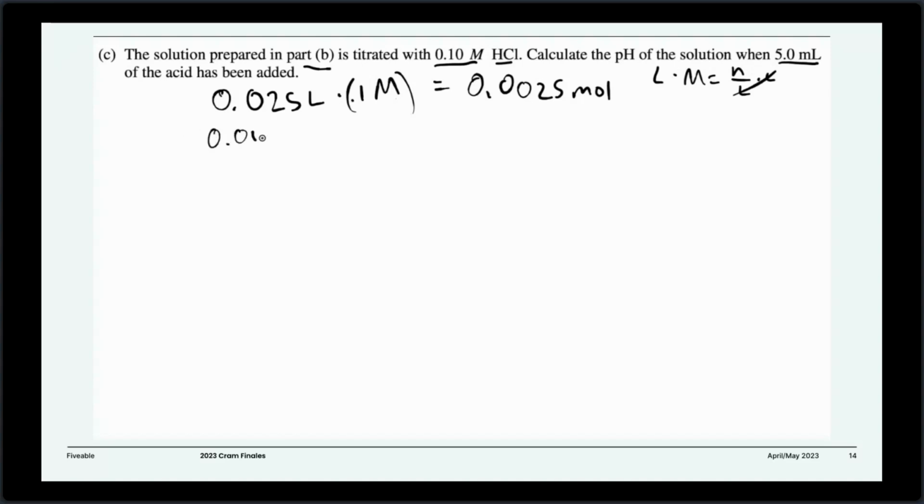And we need to do the same for the HCl, and for HCl it's going to be 0.005 liters because you're converting milliliters to liters, and we multiply that by 0.1 molarity because that's our concentration that was given, and we get 0.0005 moles of HCl, and over here is that aniline that we were talking about.